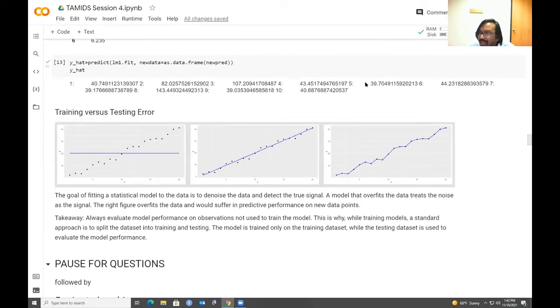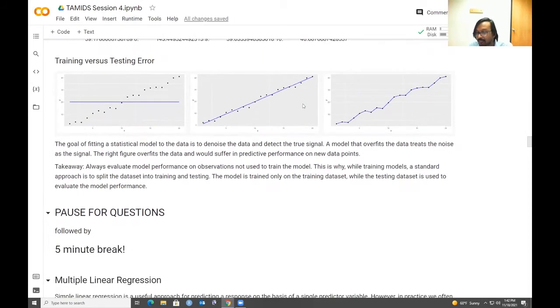This brings us to the end of the section on simple linear regression. So I'm going to pause for some questions if you have any on this section before we take a 5-minute break, and then we move on to the section on multiple linear regression.